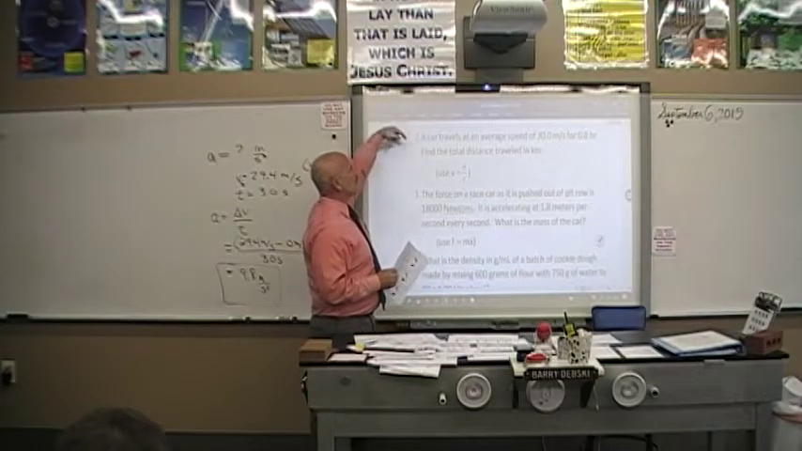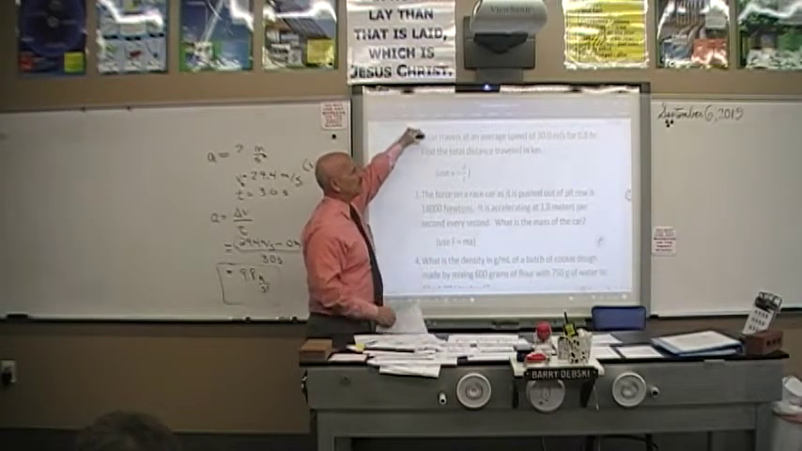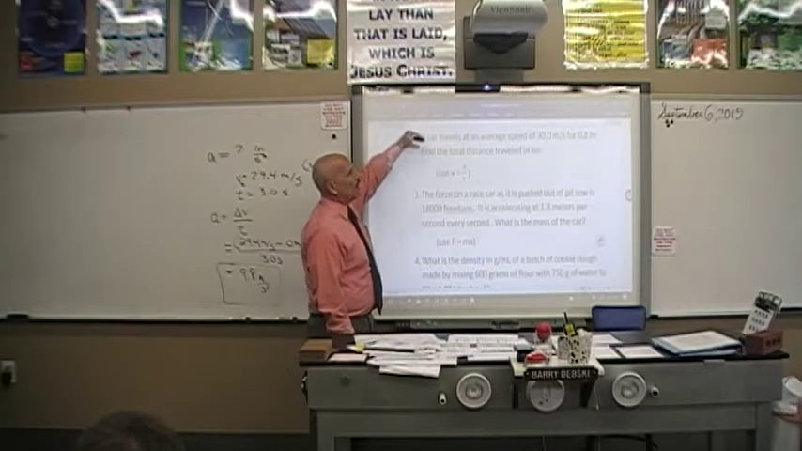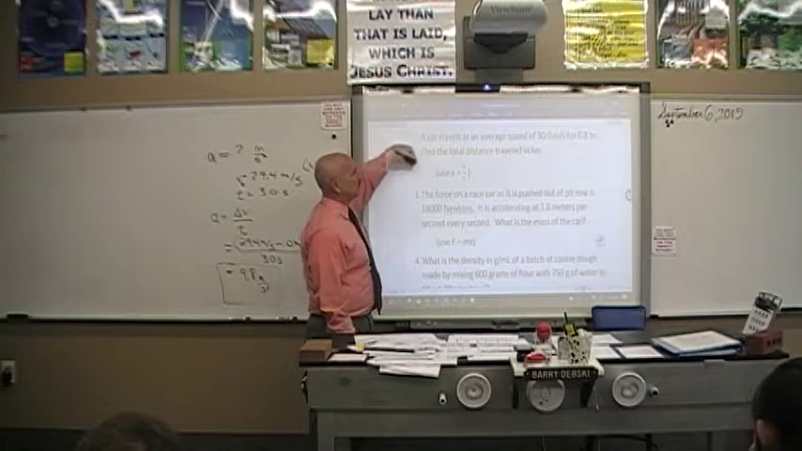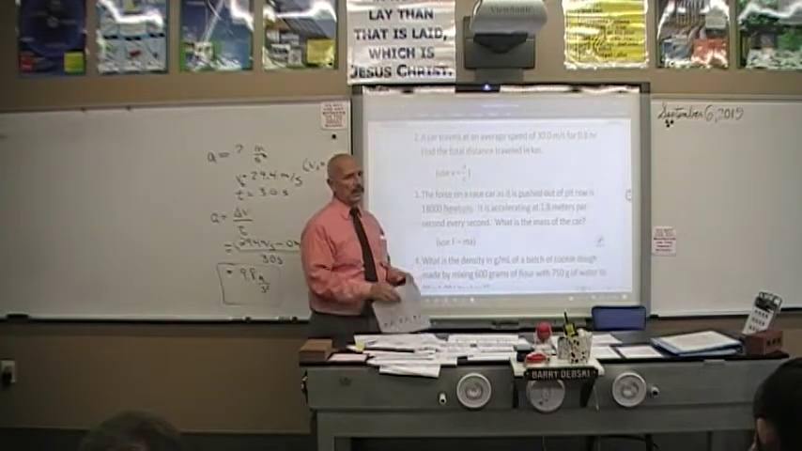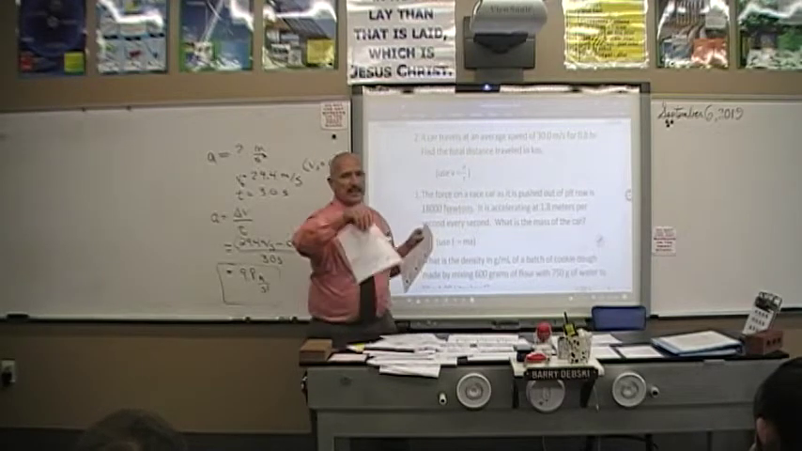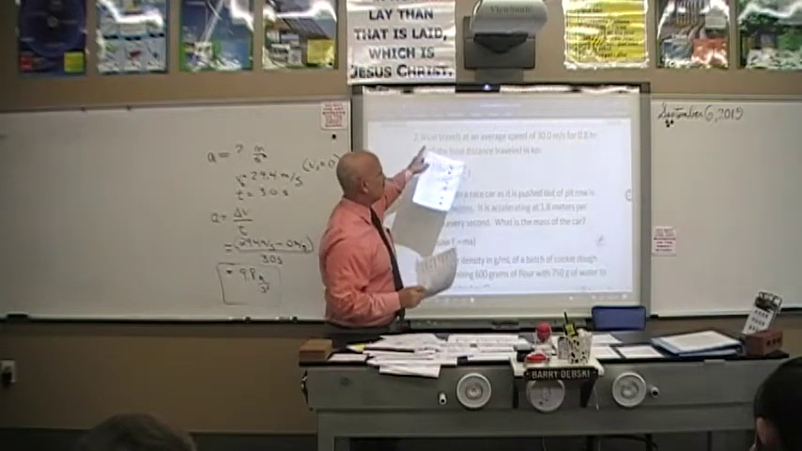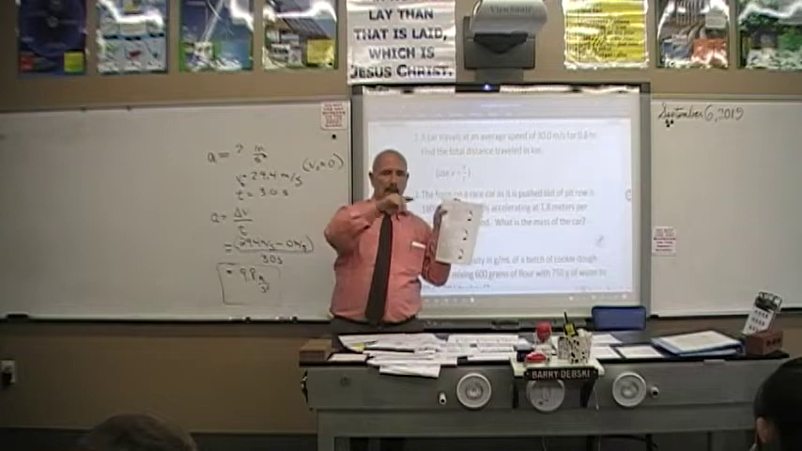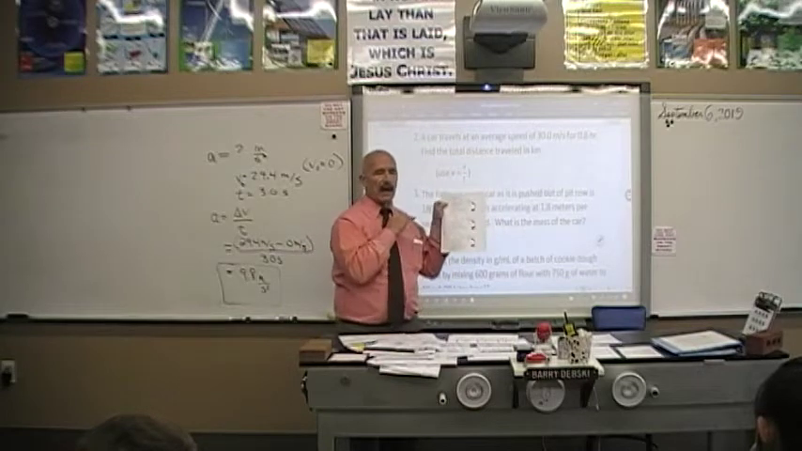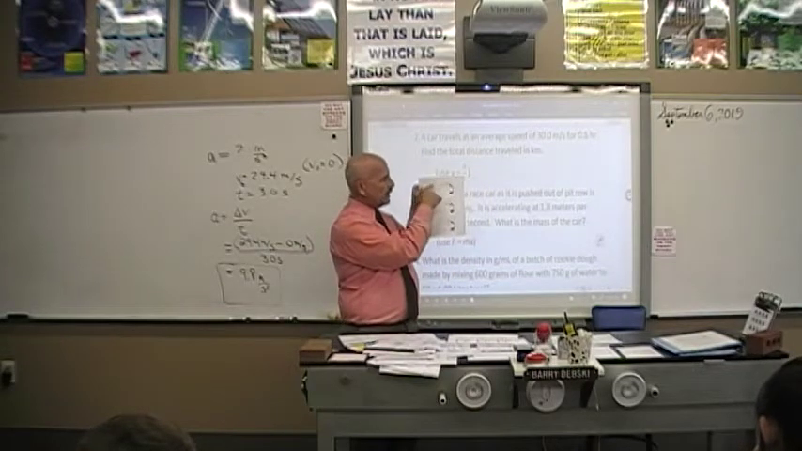Okay, problem number 2 says a car travels at an average speed of 30 meters per second for 0.8 hours. Find the total distance traveled, and I've given you the formula here. So we're going to use these steps to solve this problem, and I just want to make sure right now in class, because I'm going to walk the aisles, that everybody knows how to do this. So you're going to fill in these little boxes.